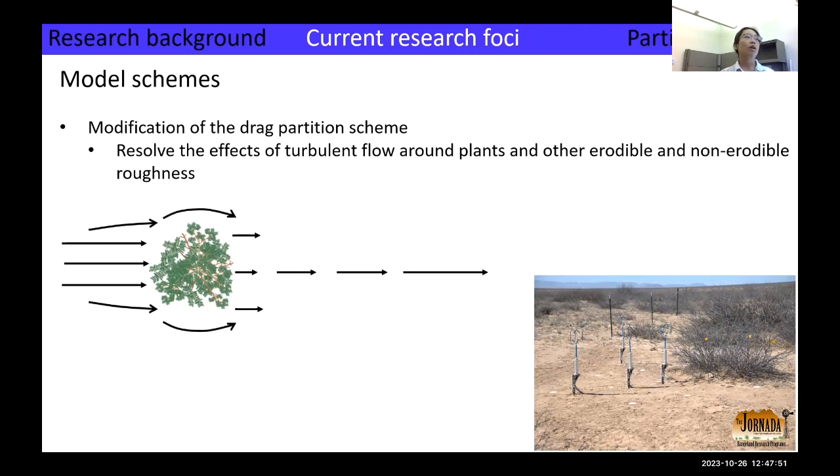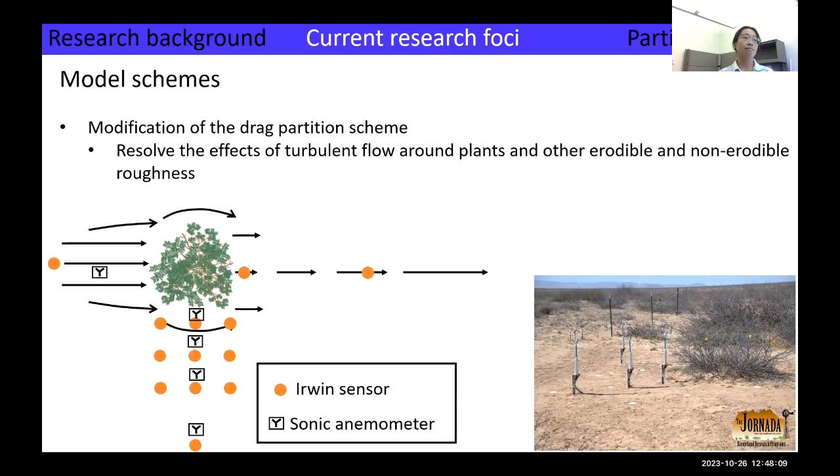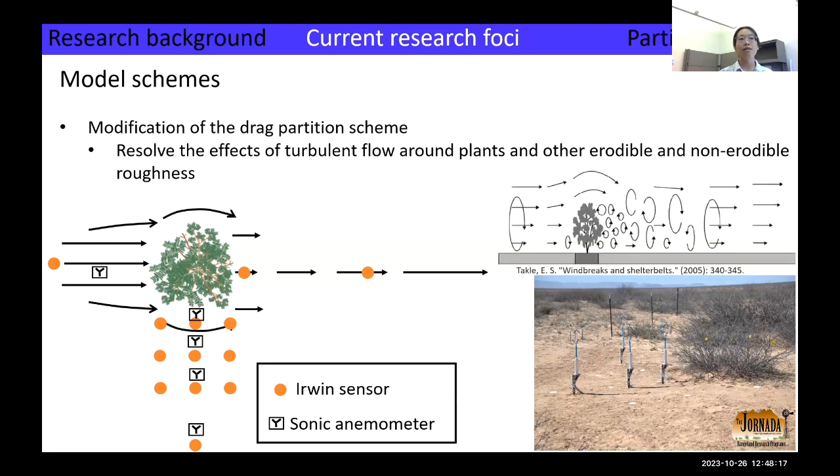Right now, we are trying to figure out what's happening around plants in 2 dimensions instead of 1 dimension. Therefore, we set up Irwin sensors, the orange dots around the plants, to measure surface shear velocity or shear stress. Also, those are the sonic anemometers around the plants. By the way, this graph is a top view, and here is a graph that shows the side view of the fluid field around the plants. Those arrows indicate the velocity, and those square circles indicate the turbulent structures.